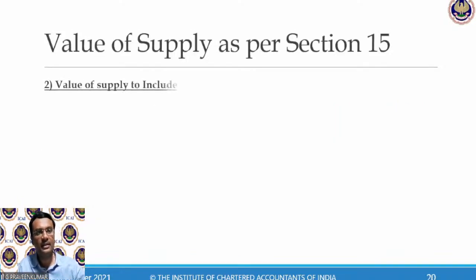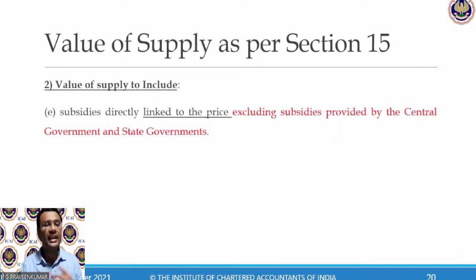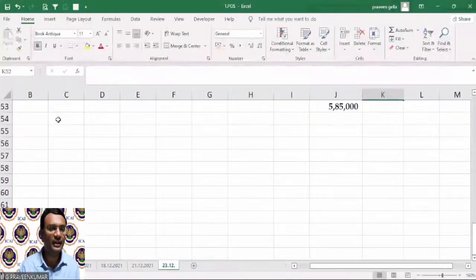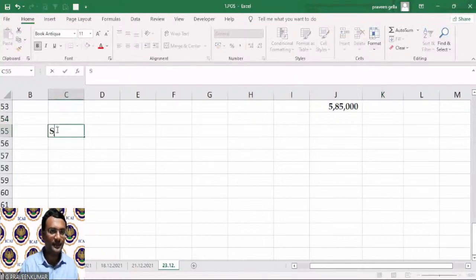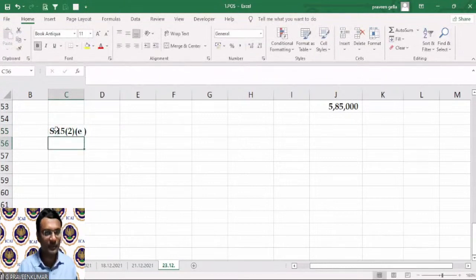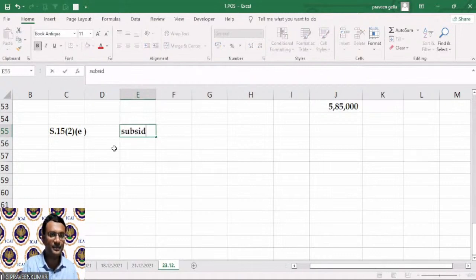Moving further, the last leg of inclusion: subsidy directly linked to the price, excluding the subsidy from the central government or state government. Now, this is one aspect where you can expect a question from the purpose of valuation. Section 15, subsection 2, clause E. Now, this particular clause E talks about your subsidy.